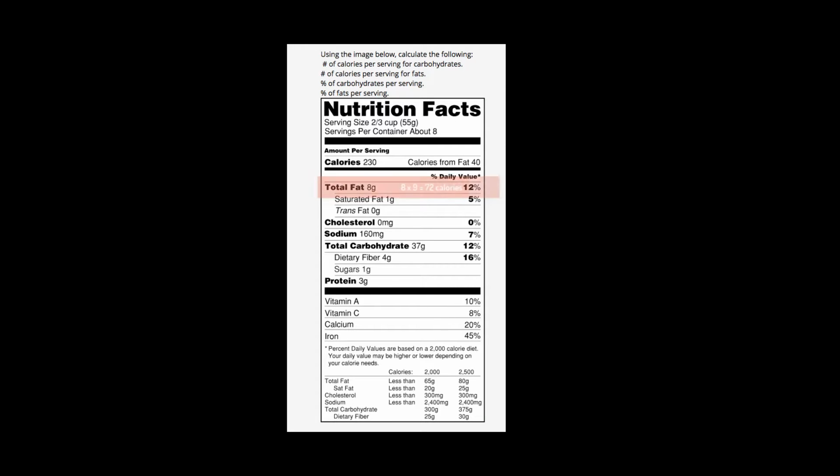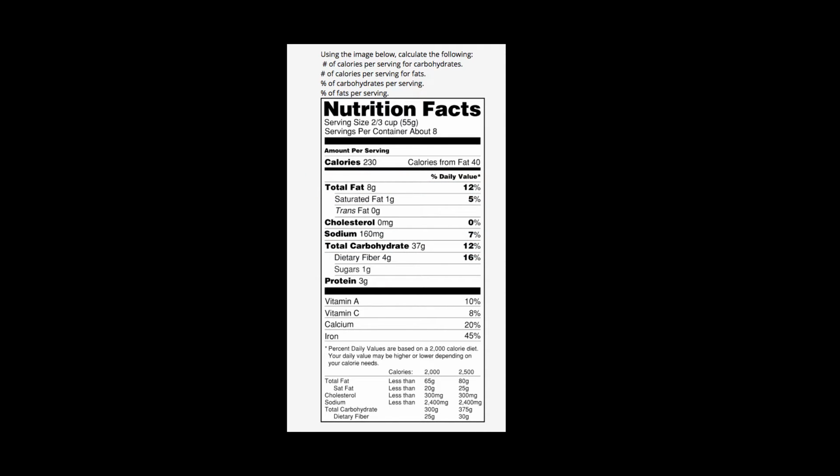Now the next question asked you the number of calories per serving for fat. Now we go back up and we see our total fat is 8. So we take 8 grams and we want to take that times its multiplier. Remember there are 9 calories per gram of fat. So if we take 8 times 9, that gives us 72. So the answers here are 148 and 72 for the first two questions.